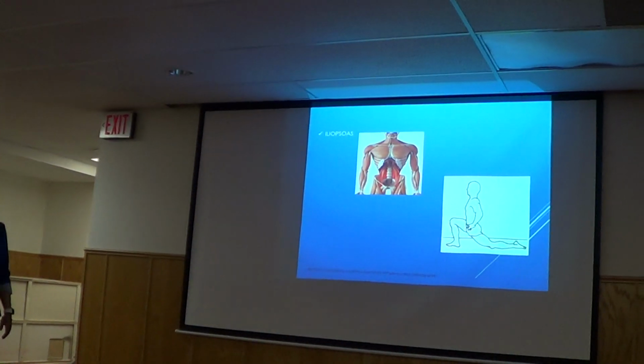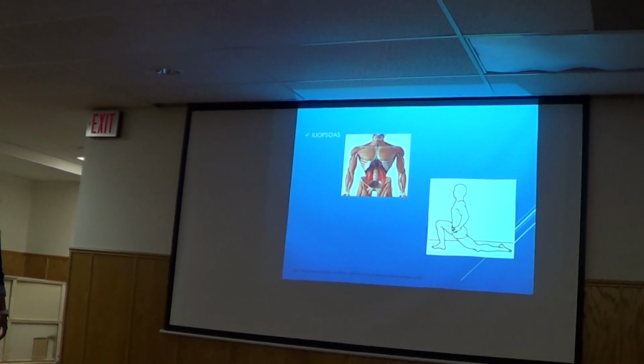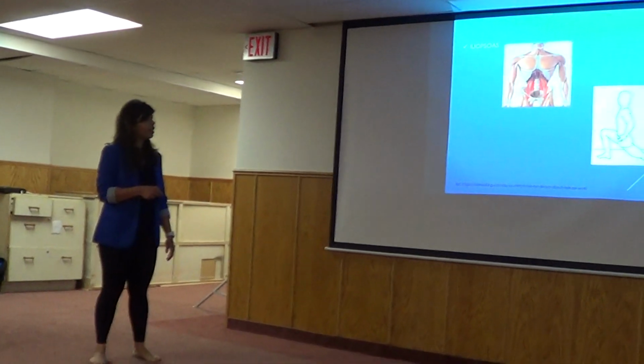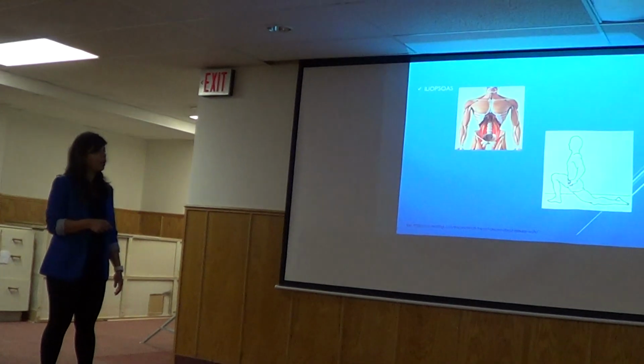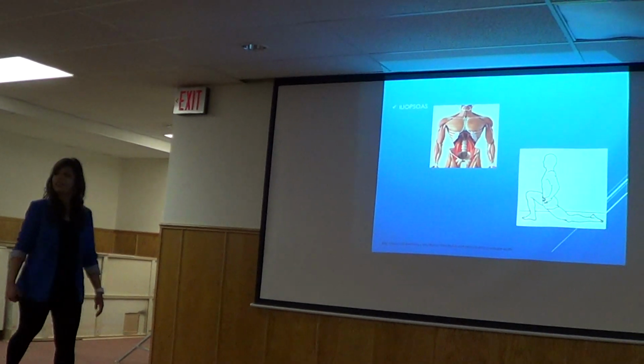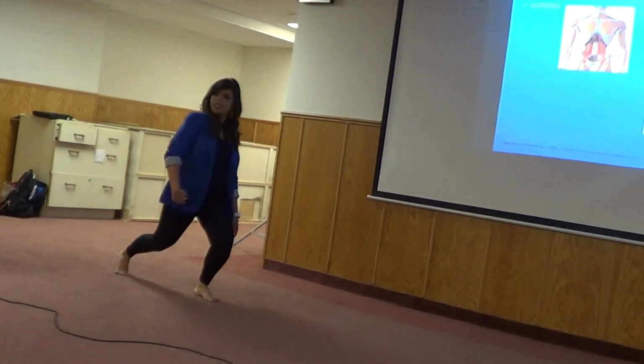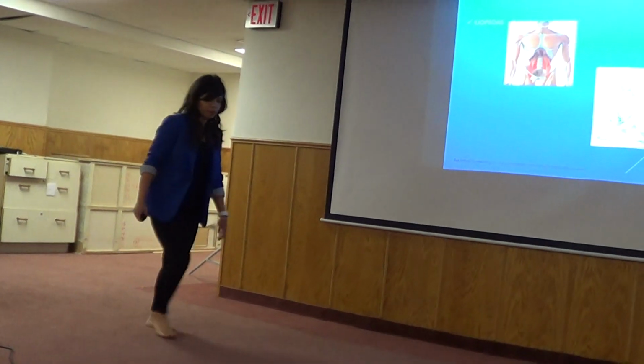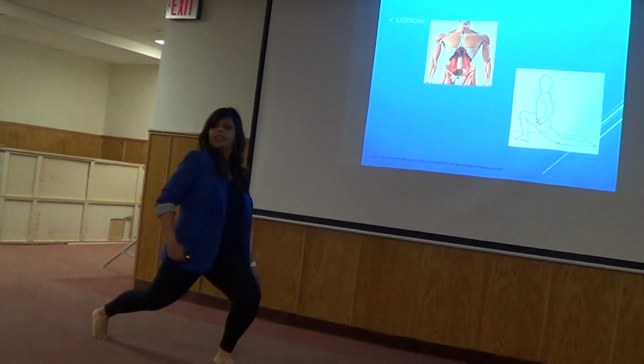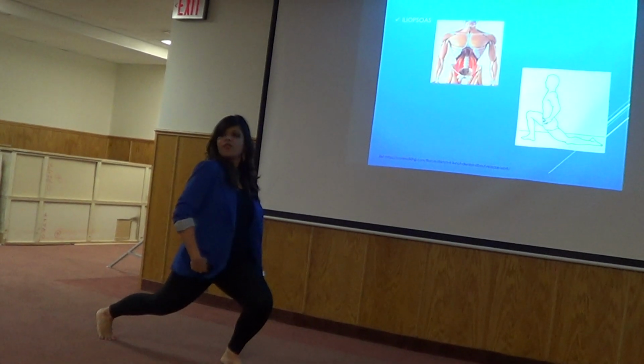Next is the iliopsoas, which is the muscle in front of the hip. As you can see the red thing here. So in front of the hip, and you just kneel like that, and it's going to be stretched in front of the hip. Like that, and you feel the stretch in front of the hip.